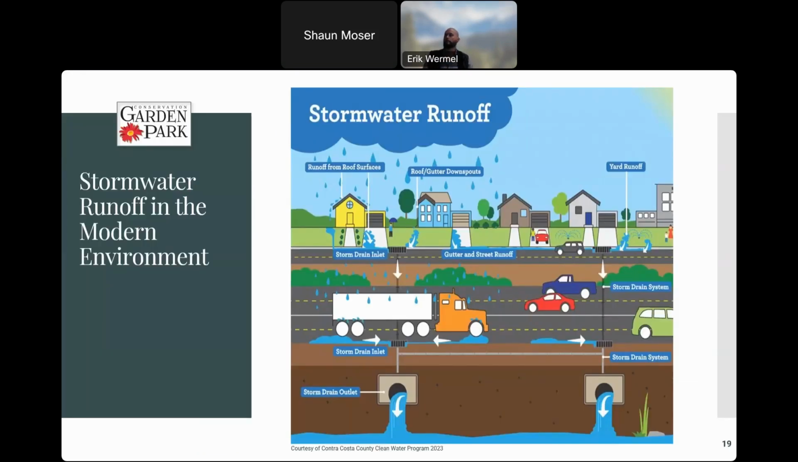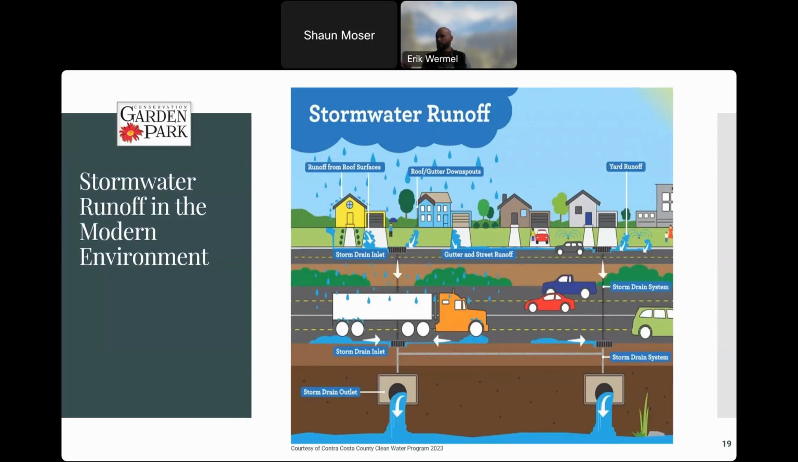Okay, so we've seen how water behaves after a rainstorm and how dramatically different those outcomes are between a natural and a developed landscape. Let's zoom in a little bit closer and look at where water actually goes in the modern built environment. So in nature, rain's a resource. In the modern built environment, it's moved away as rapidly as possible.